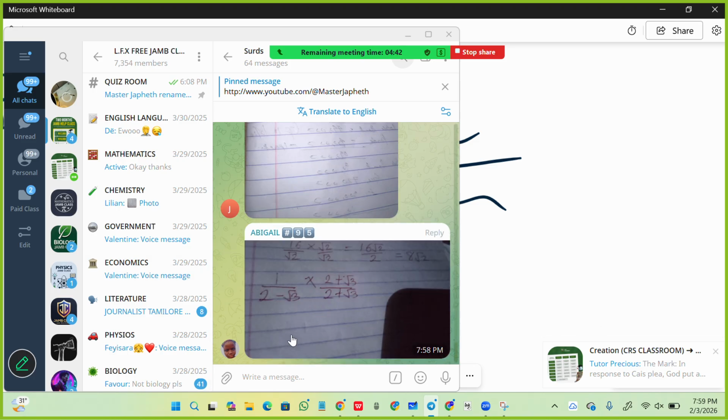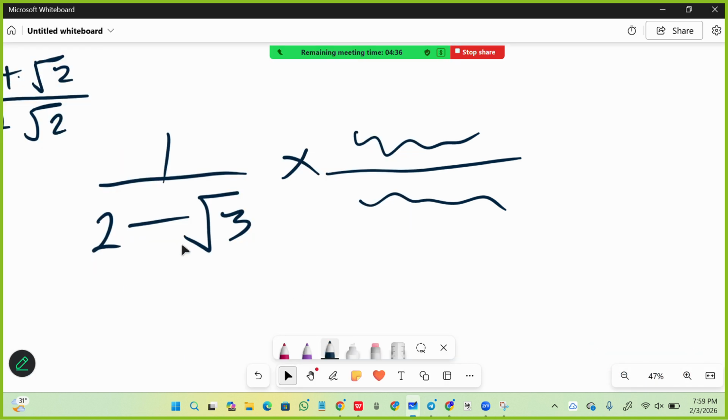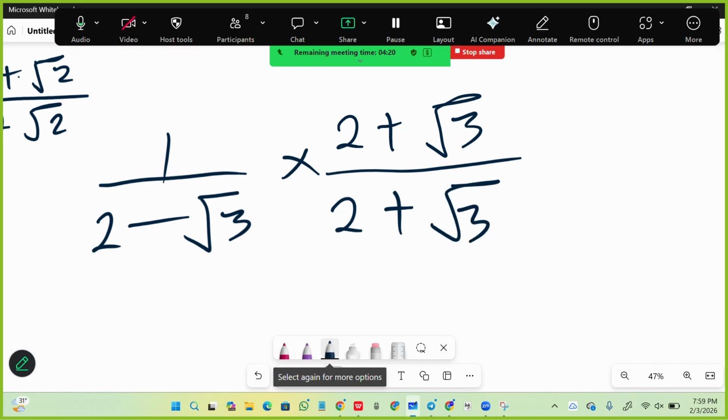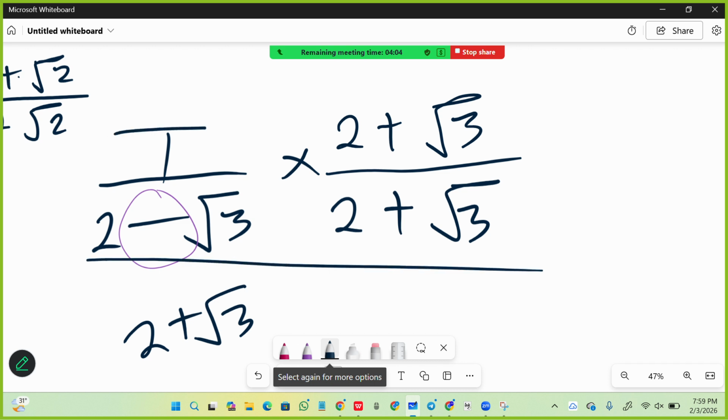So if you watch what they are doing now, they understood what we have been saying since morning. What we are going to use to conjugate this, are you getting that? It is 2 plus root 3. And what we use to multiply this is also 2 plus root 3. Why? Because the first rule is to change this sign. And the next is to multiply it with what we have. So when you change the sign, you are going to have 2 plus root 3, and we'll now use that 2 plus root 3 to multiply it up and down.